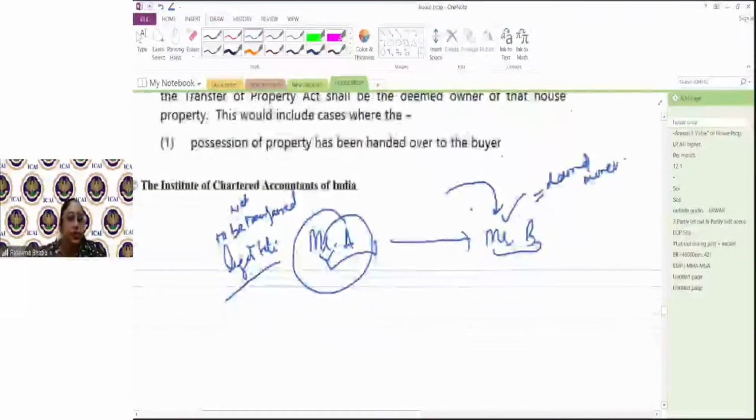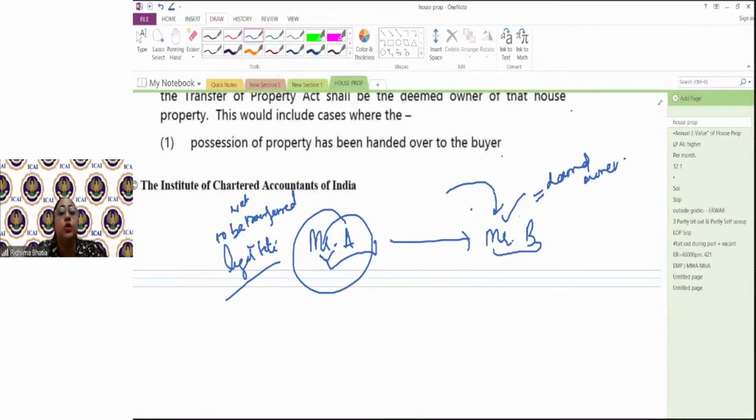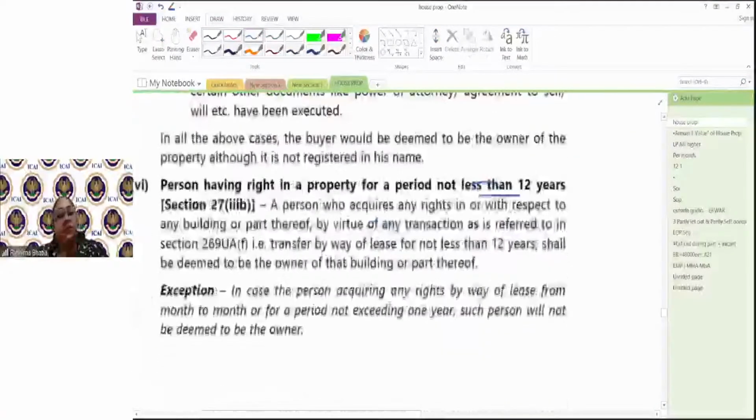Person in possession of property: the other person is still the legal owner because the formality of transferring through registry is pending. But since the person who has the possession has given the consideration under an agreement, that person would be considered the deemed owner.